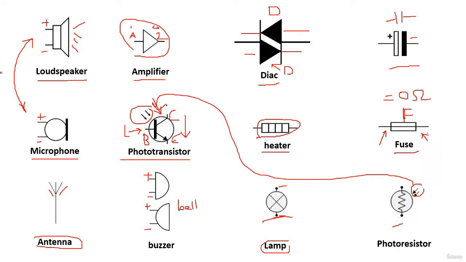So this is the loudspeaker symbol, amplifier, diac. The capacitor, a polarized or chemical capacitor, because we have plus and minus. We have the symbol of the microphone, the phototransistor, the heater, the fuse, the antenna, and the buzzer or bell, the lamp, and the photoresistor.